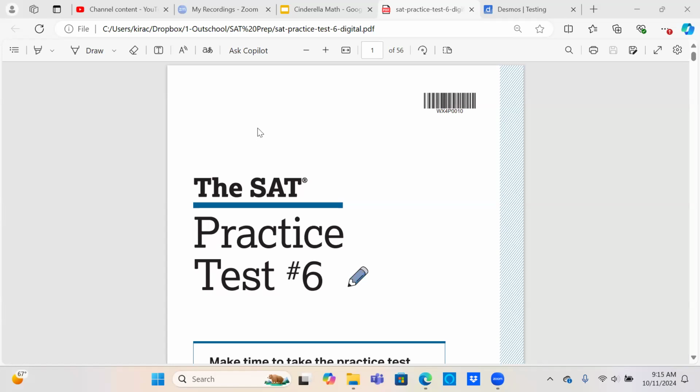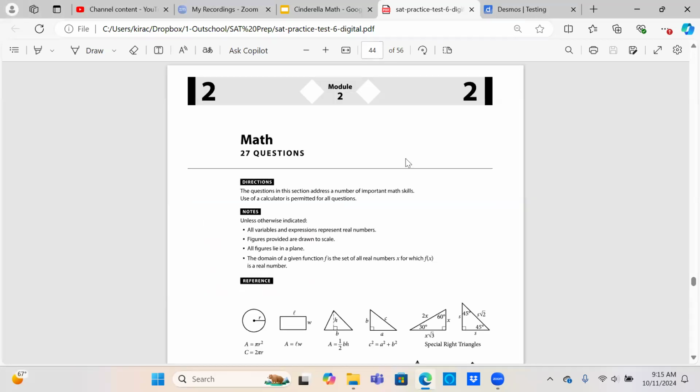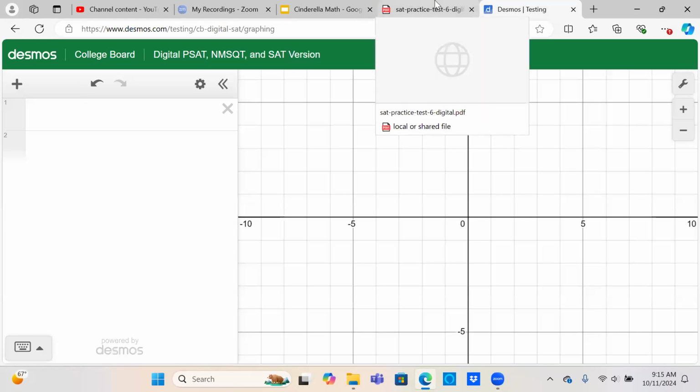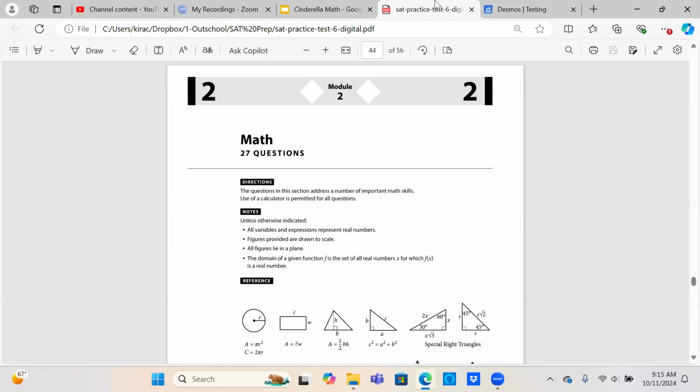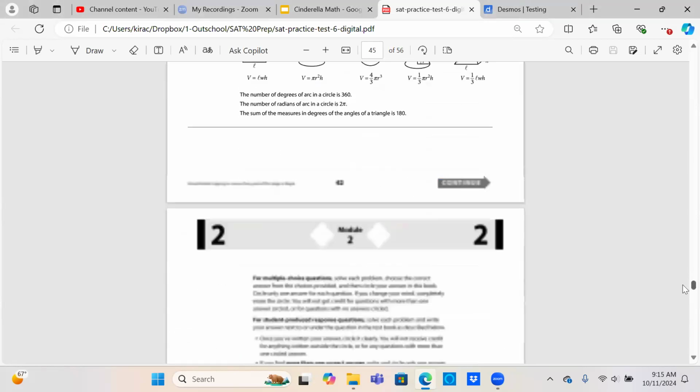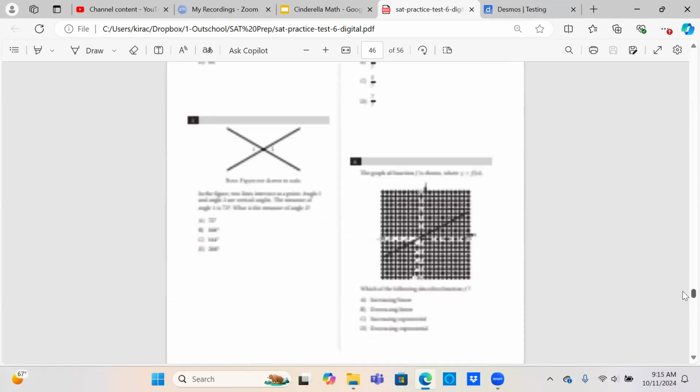Practice test number 6, module 2. You do want scratch paper, pencil, your handheld calculator. Make sure it's on the SAT approved list. You can find that list at the College Board website. And then I've also pulled up the Desmos testing calculator, so that's what you want to have ready. All right, here we are at module 2. We do have some formulas here that might come in handy, and we'll just go ahead and jump right in.